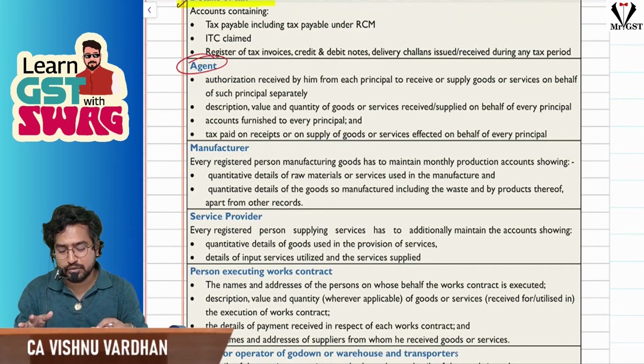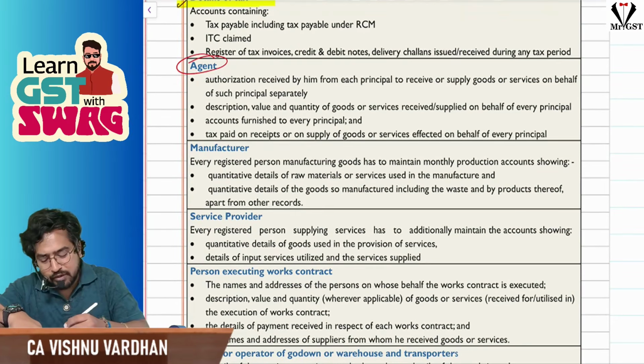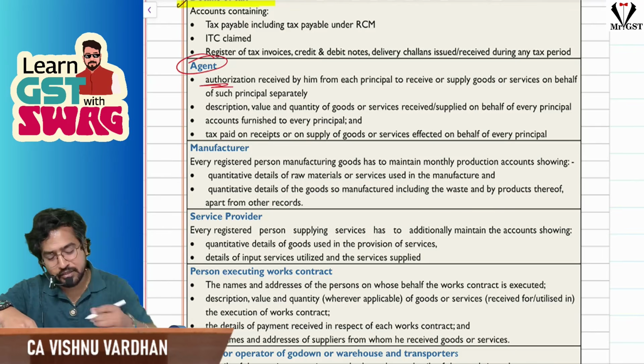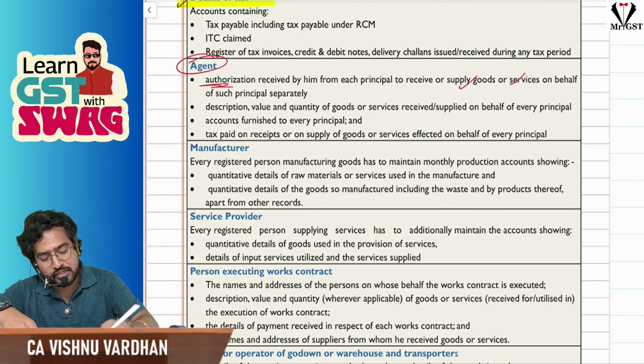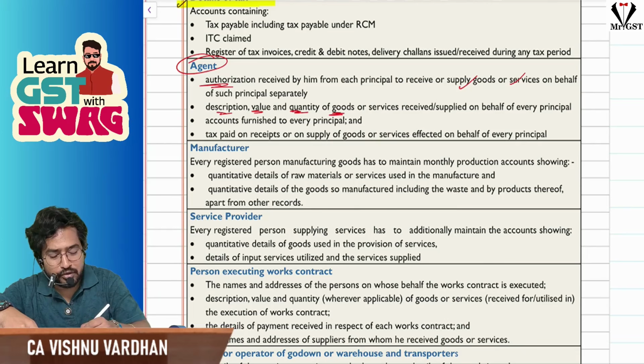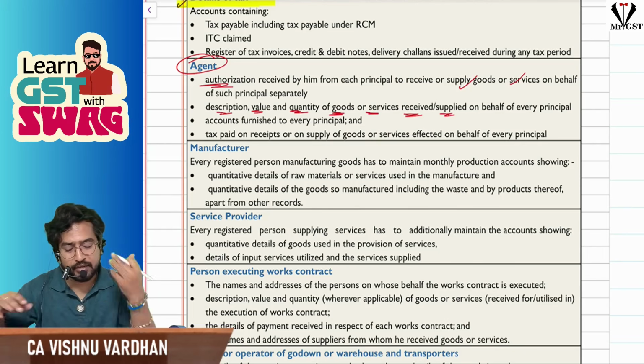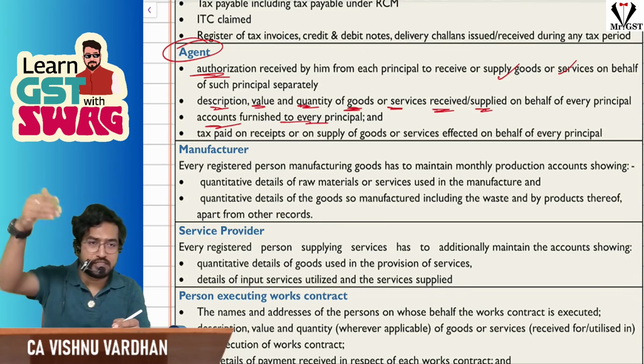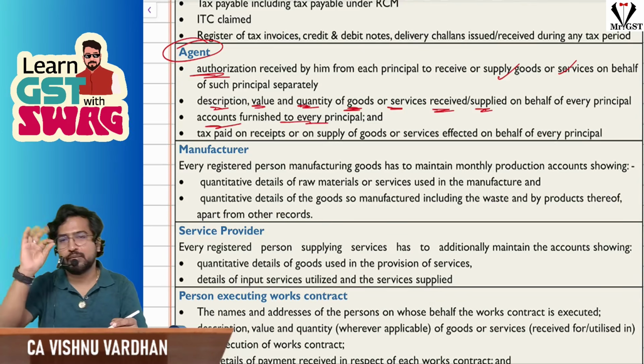Agent, what should you maintain? Who gave you authorization to act as an agent to supply either goods or services, or to receive those goods or services? Description, value and quantity of goods and services received or supplied on behalf of each such principal. Accounts furnished to every principal. Whatever accounts you have furnished, you have to maintain a copy.